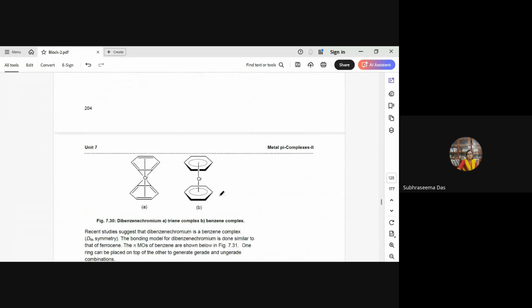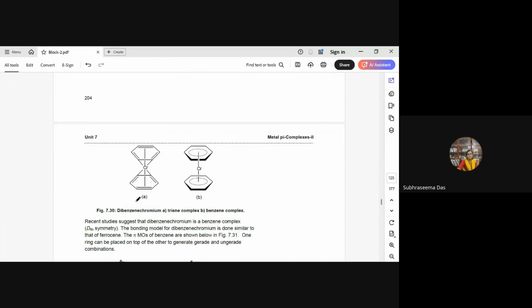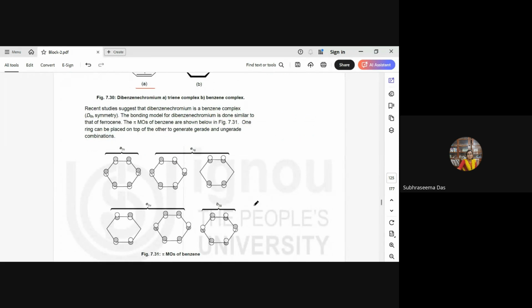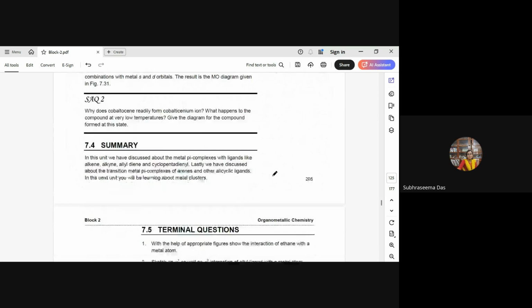Dibenzene chromium is shown in figure 7.30. It is also an example of a symmetrical metal sandwich. It was suggested that it would exist as both triene complexes. So here this is the dibenzene chromium as a triene complex, and here it is a benzene complex. Recent studies suggest that dibenzene chromium is a benzene complex. The bonding model for dibenzene chromium is almost similar to that of ferrocene. The pi molecular orbitals of benzene have been shown in figure 7.31, and here it has been shown how they are similar to each other.